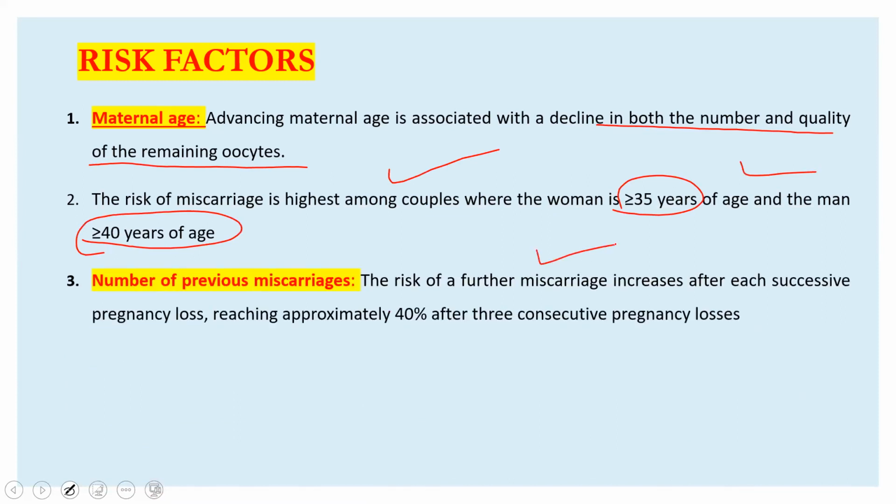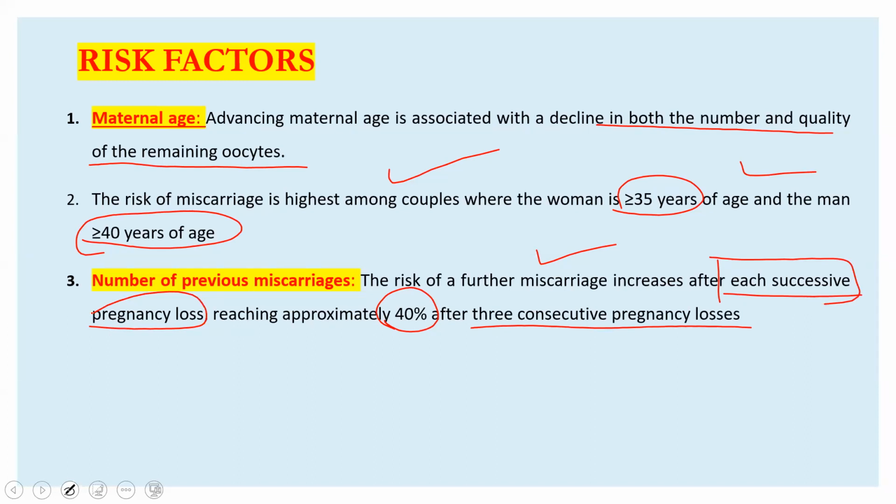The risk of further miscarriage increases after each successive pregnancy loss, which reaches approximately 40% after 3 consecutive pregnancy losses. You can see that we said earlier in our opening statement that the prevalence of recurrent pregnancy loss was only 1%. So with each successive pregnancy loss, point to be noted, everybody, the chance of it is going to be even higher. So we need to be very careful. We need to dig out the cause.